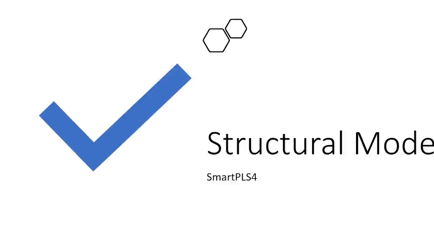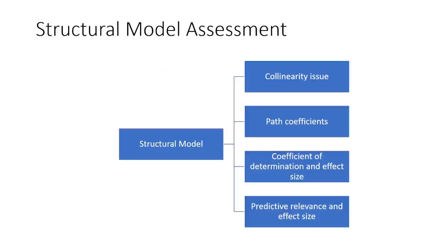Once our measurement model assessment is done, the next step is that we will work on the structural model assessment in SmartPLS. Now, what does it include in structural model assessment? There are 4 things that we need to work on.